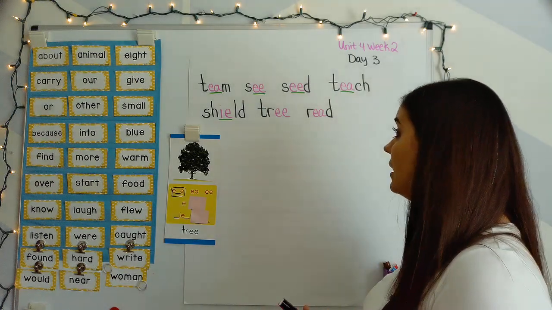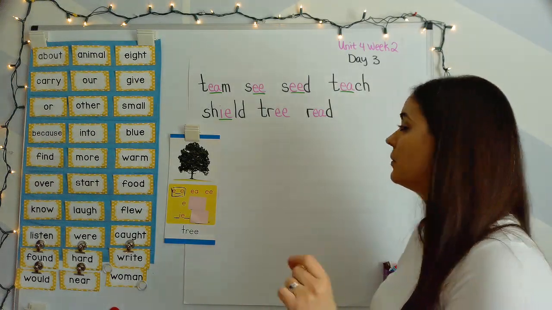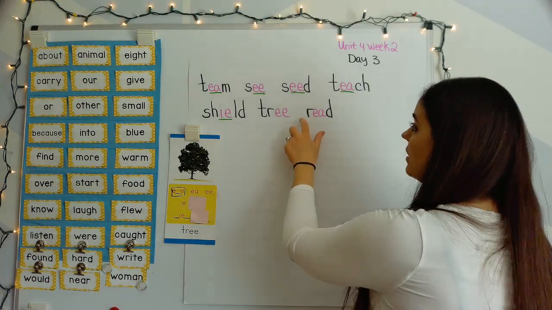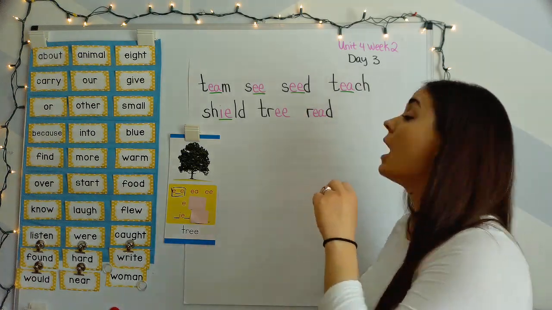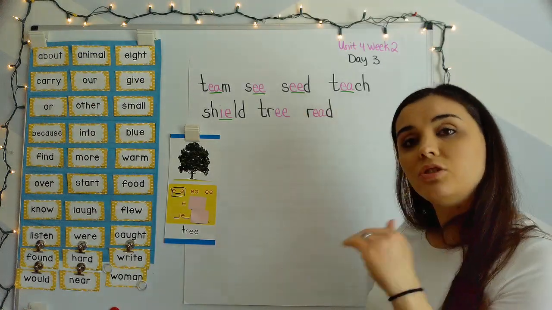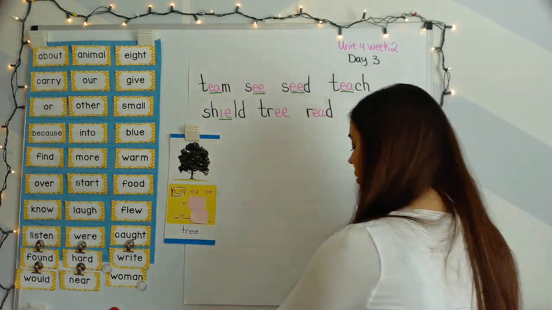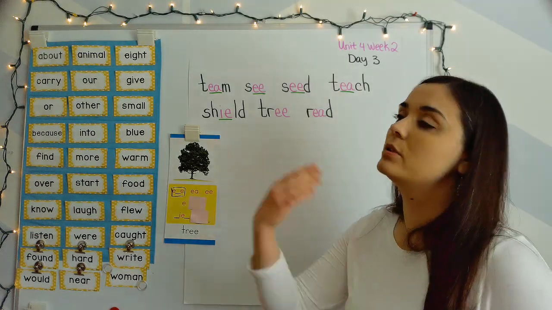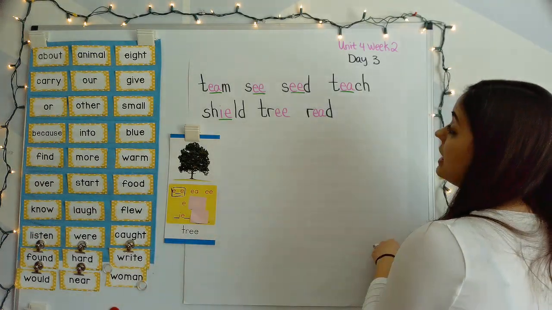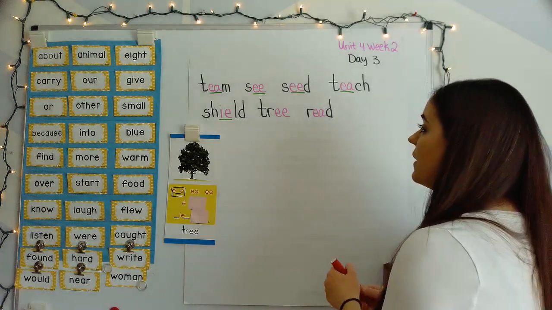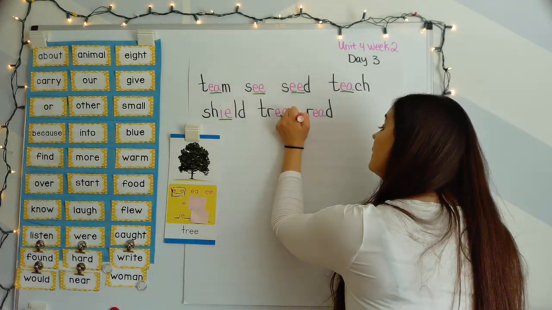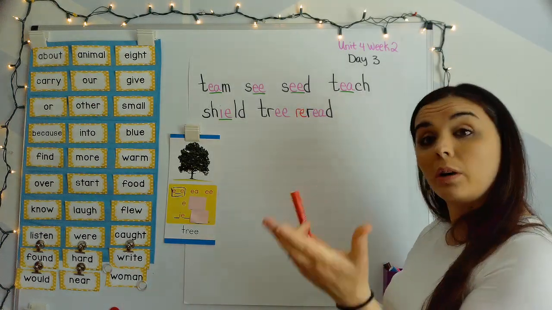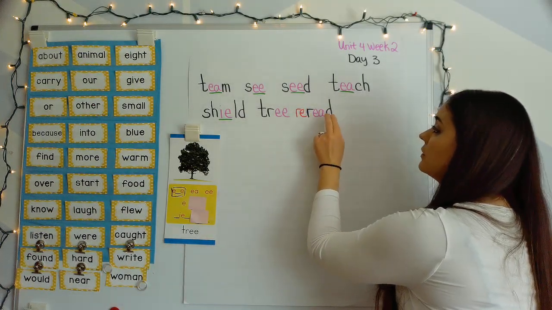I'm going to add a prefix. A prefix is a couple of letters that come at the beginning of the word. And a prefix changes the meaning. So this word, read, means that I'm going to read a book. I haven't done it yet. I'm going to read a book. So if I add the prefix re, then the word becomes reread.